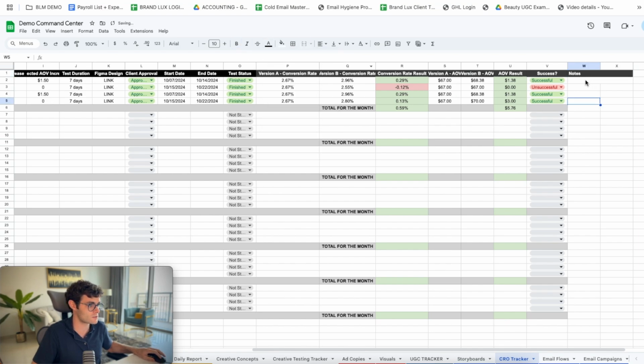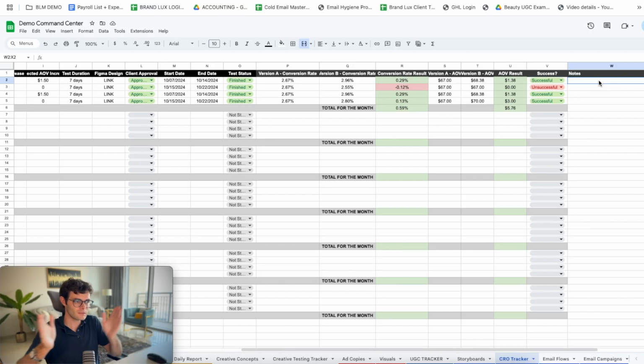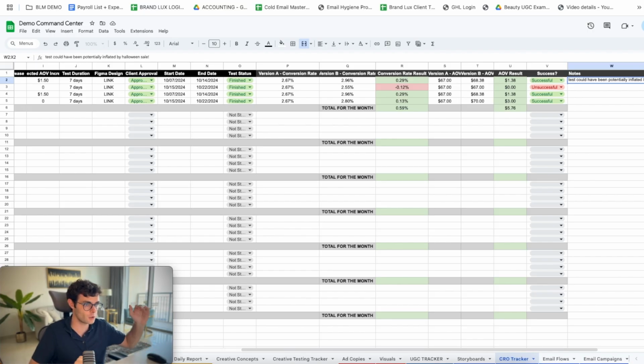Let me just change color so you can see it. And this is where we kind of like write notes about the process, because maybe we did a split test while there was like a huge sale. And of course, if there's a sale, it's not ideal to have like a split test, but maybe like one day out of the 7 days that we used for a split test was like inflated by a sale. So conversion rate maybe increased. So if that was the case, maybe we write, test could have been potentially inflated by Halloween sale or something like that, or whatever you have to write. Always have notes so that you can go back and document tests and still have all the data over here.